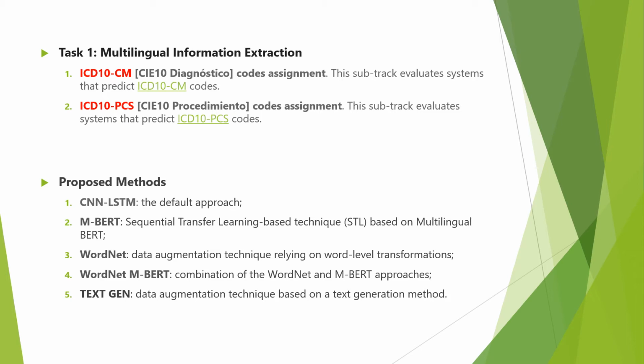And concerning the last model, TextGen, TextGen relies on a data augmentation technique based on a text generation method. The proposed data augmentation pipeline consists of 2 stages: a pre-training phase, in which a language model is learned from the given training set, and a generative phase, during which a pre-trained language model is used to generate artificial data.